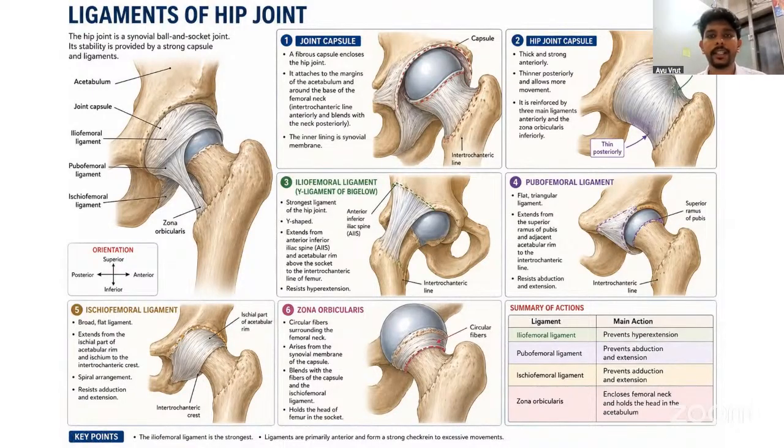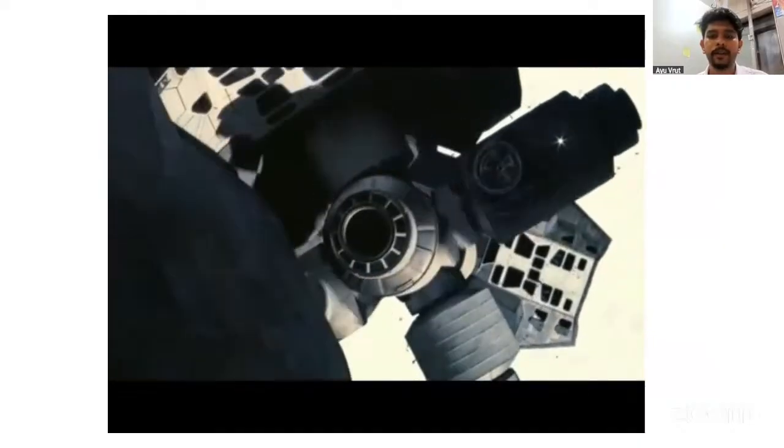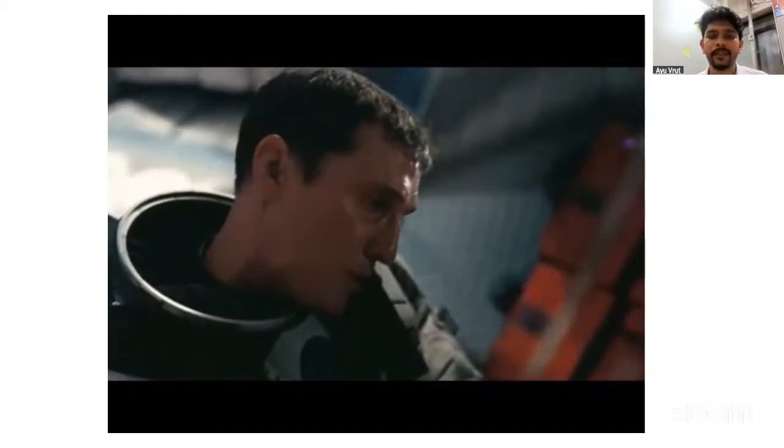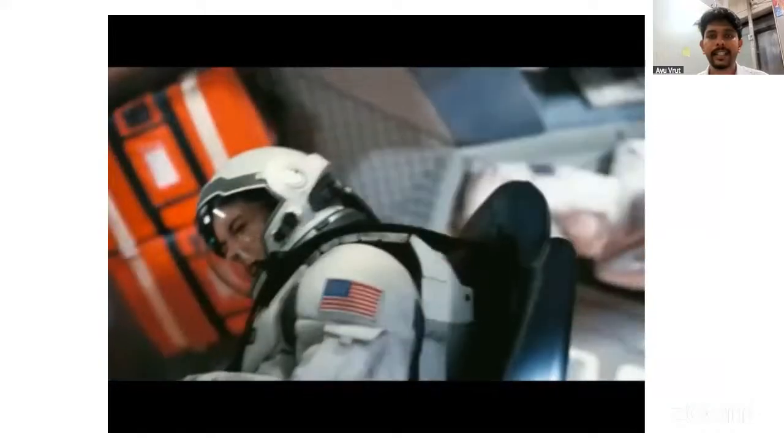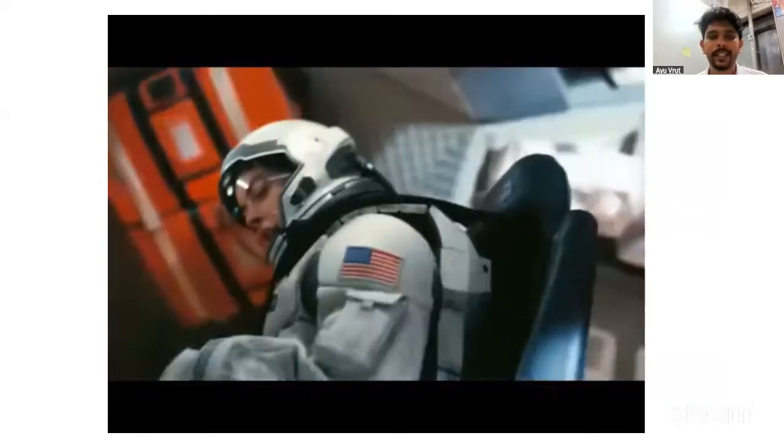But why do ligaments exist? Has anyone ever thought why the bone needs to be attached with the bone? The ball and socket joint itself is enough to join, so why do we require an extra structure called a ligament? Let's see. This is a movie clip of a movie which everyone might have seen, I guess. This is the Interstellar movie, an Oscar winning movie, and this is a scene from it.